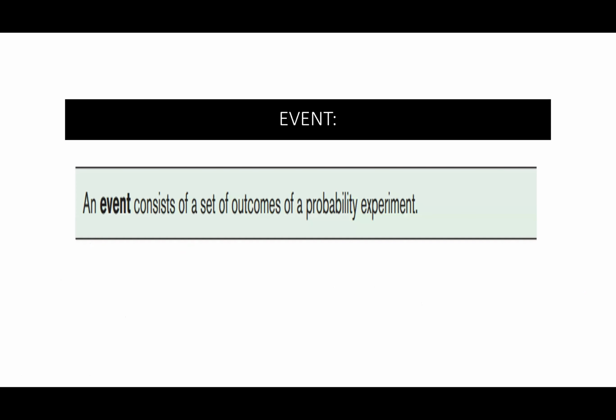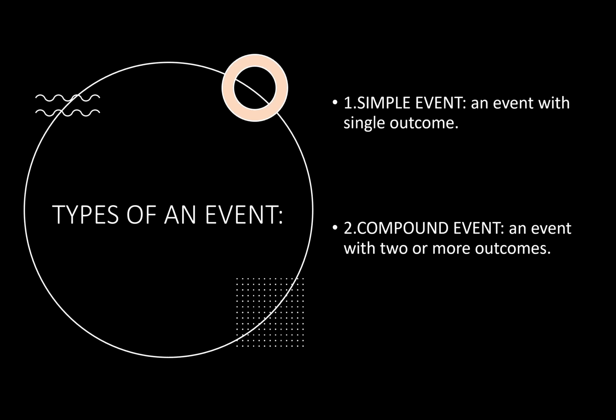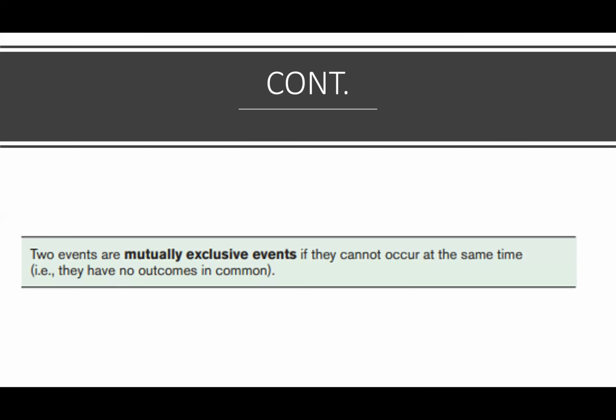Event. An event consists of a set of outcomes of a probability experiment. Types of events: simple and compound. A simple event is an event with a single outcome, and an event with two or more outcomes is called a compound event. Two events are mutually exclusive if they cannot occur at the same time. They have no outcomes in common.